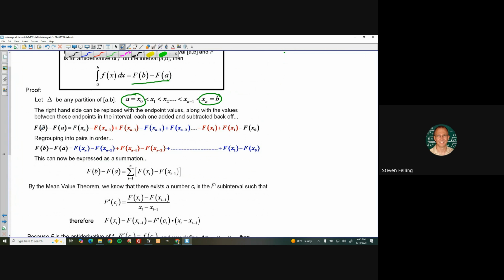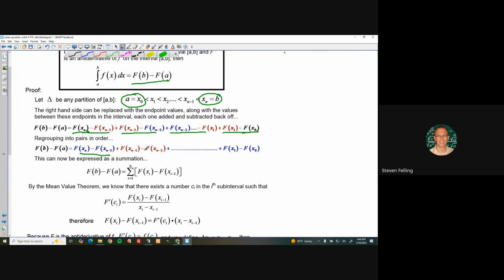So this F(b) gets replaced with F of x_n. This F(a) gets replaced with F of x_0, and in between we can pick any other x's, and we can just subtract and add the exact same F's in pairs like that. Then we can regroup them so that we can say this x_n can be regrouped with this first pair. So F of x_n minus F of x_(n-1). These can be paired together, and these can be paired together, and so on. So we group them up in this way.